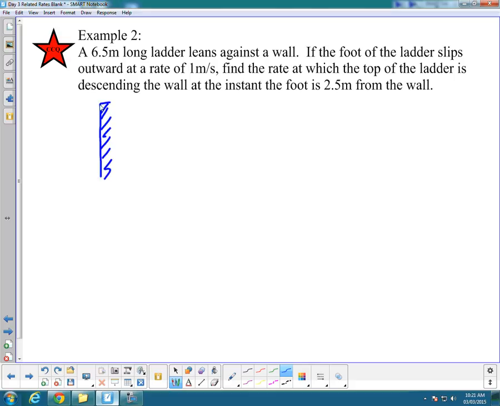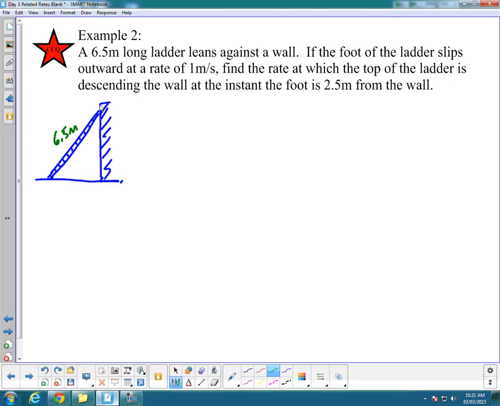So here's the wall, and we have some ladder. Again, I encourage you not to get distracted by the awesomeness of my pictures. And we've got this along the floor here. We've got a couple of known variables here. We know the 6.5 meter ladder is right here. So we know that that is 6.5 meters long.